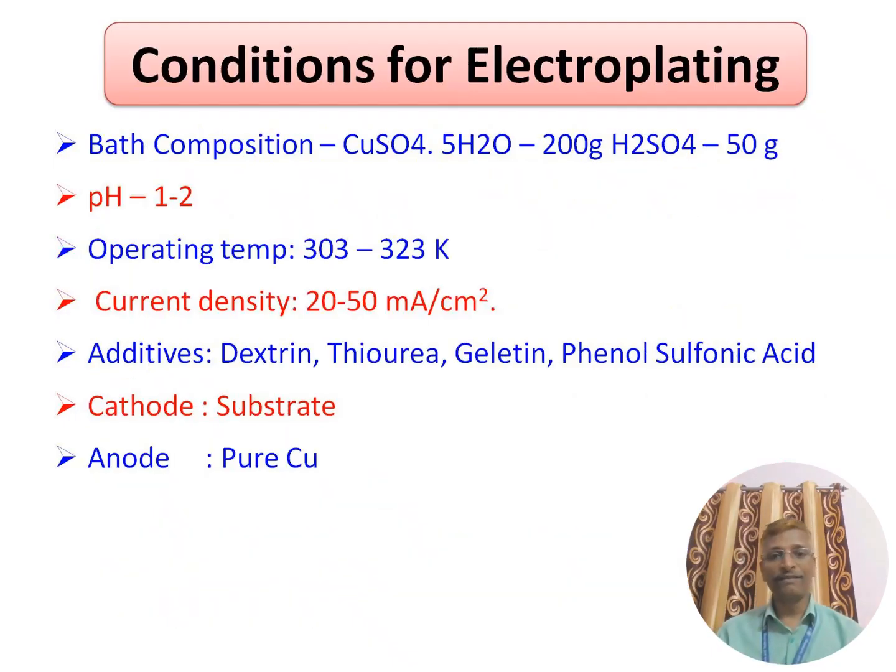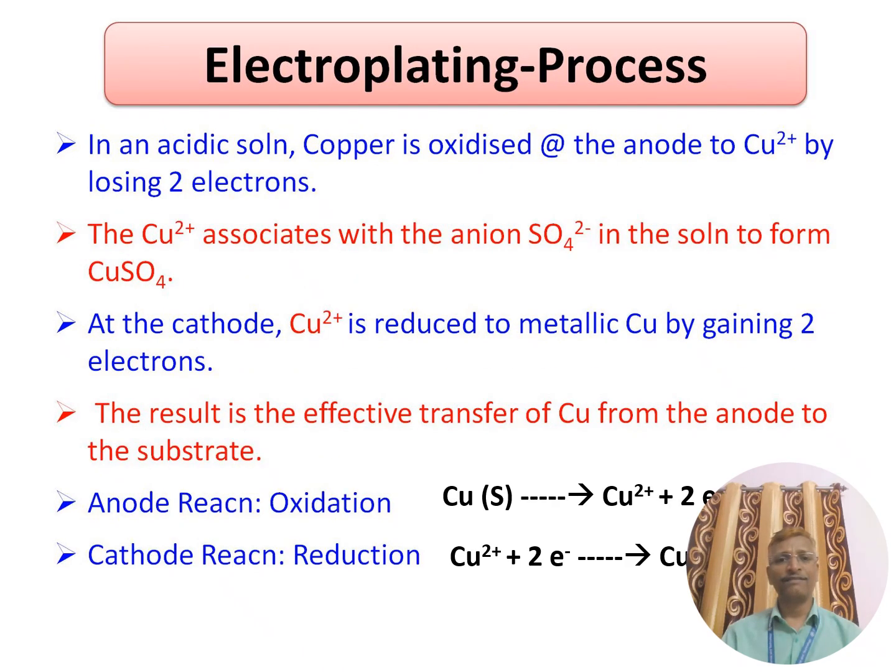I will explain this in the slides with a beautiful diagram. These are all the bath compositions. This I will explain along with the diagram. Anodic reaction: copper is oxidized to Cu2+ plus 2 electrons. Cathodic reaction: Cu2+ accepts the electrons and forms copper metal, which is coated. Right.